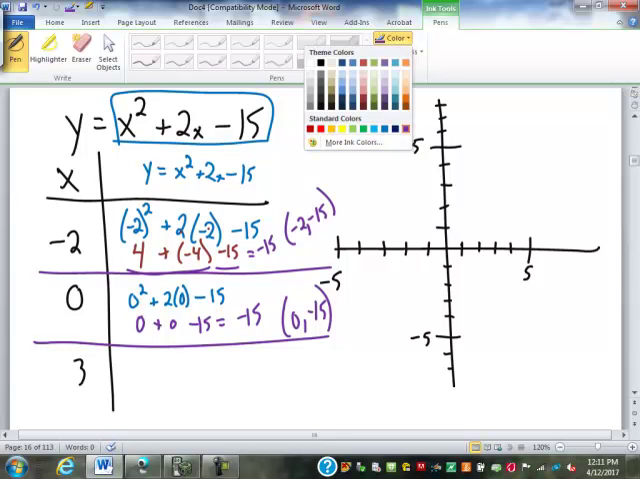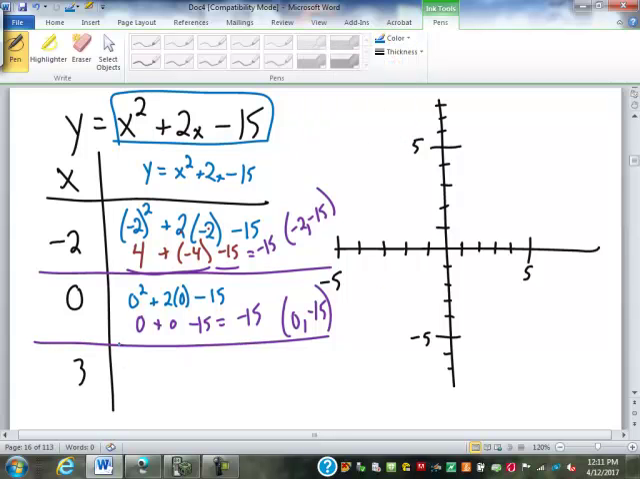So let's try 3. So we've got 3 squared plus 2 times 3 minus 15. What is 3 squared? 9. What is 2 times 3? 6. So 9 plus 6 is 15. Minus 15 is 0. So we get the ordered pair 3, 0. There's one that fits on a graph right there.